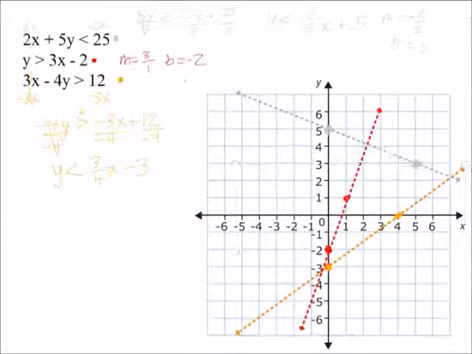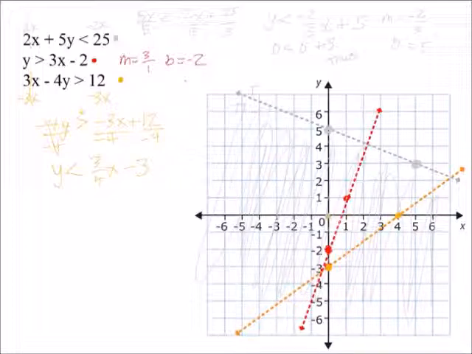Okay. So in gray, here's my test point. So this is the true side. This is the false side. Is 0 less than 0 plus 5? Is that true or false? That is true. Okay. So you have to shade everything on the bottom of your line.